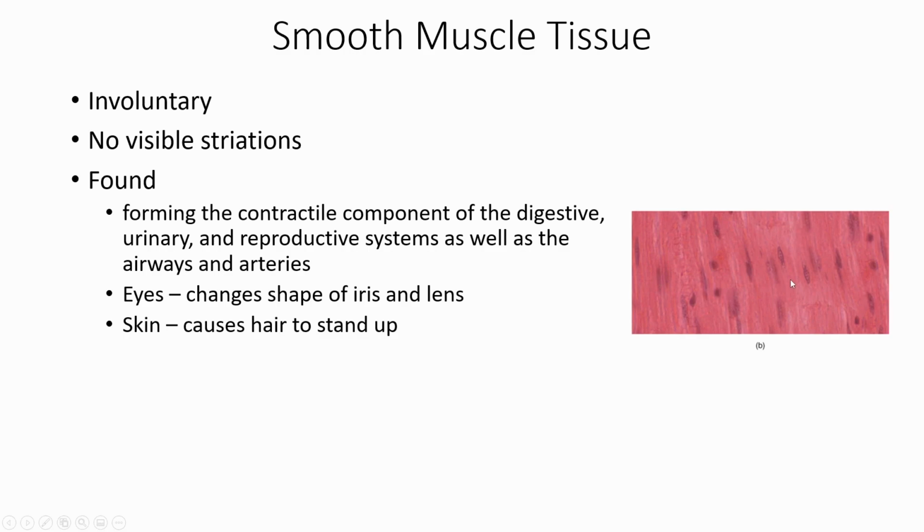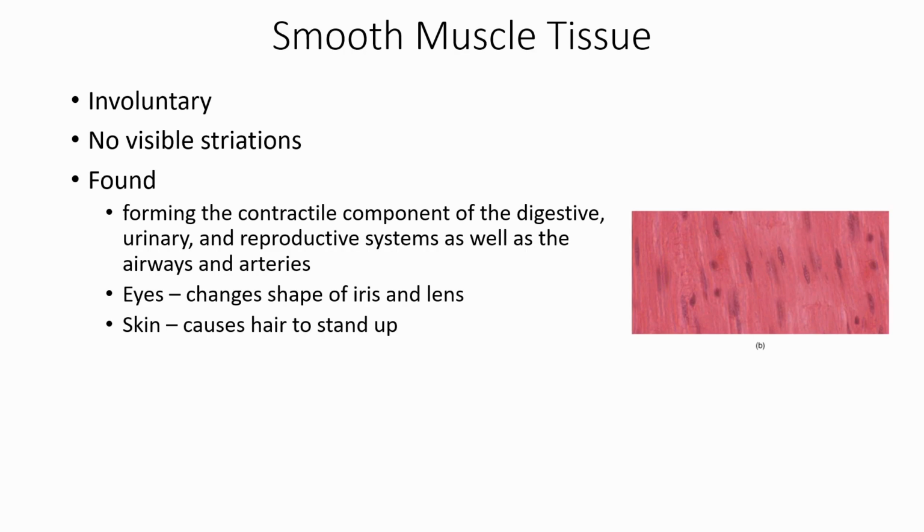Smooth muscle is also involuntary. Again, you don't want to have to think about this because this is going to be the muscle we use like in our digestive system, our urinary system, the reproductive systems, in your arteries and whatnot. So I mean, you wouldn't want to have to think about that, right? You wouldn't want to have to think about having to move the food through your digestive system. That would not be fun.